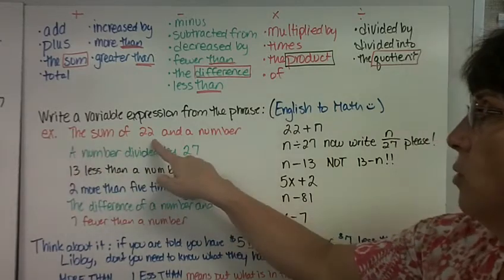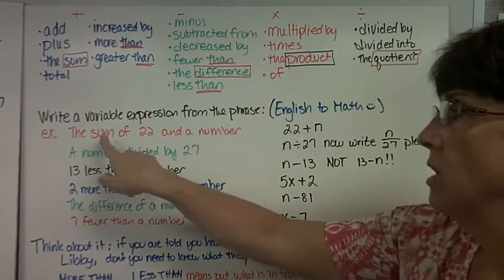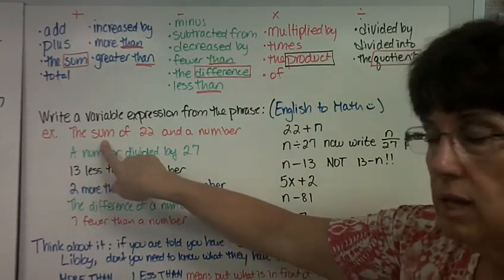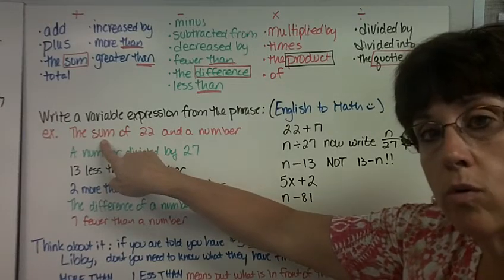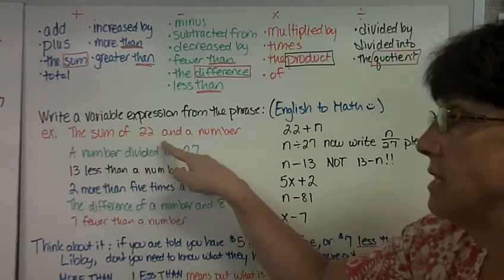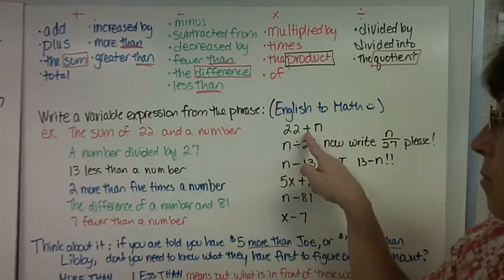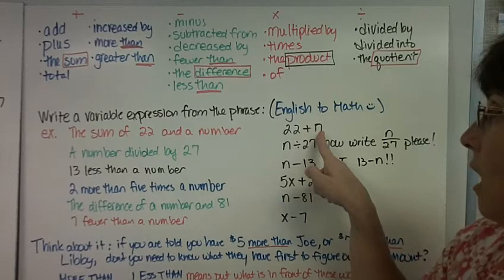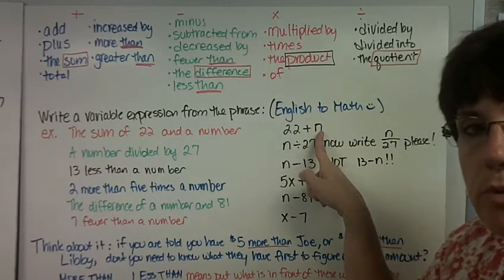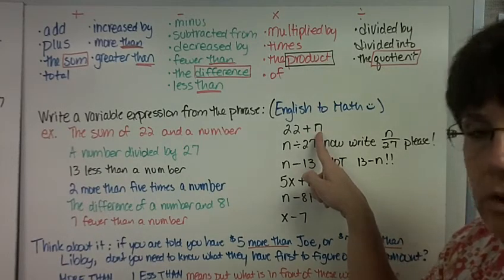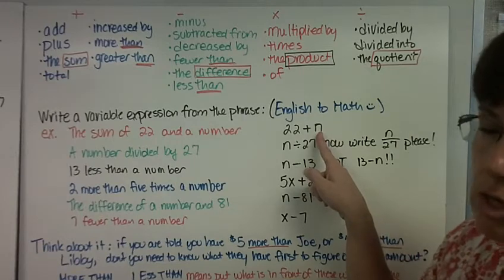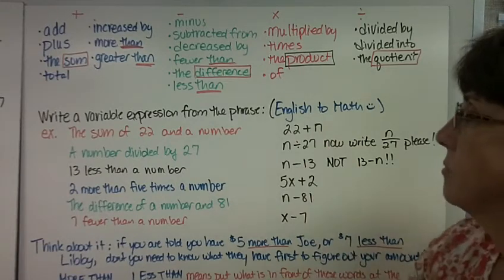Example: the sum of 22 and a number. Here's an answer word, sum. It's an answer to an addition problem, so we know we're going to add. Now we're just going to write this down in the same order. We're going to say 22 plus a number. I don't know what the number is, so I'm going to put in a variable. I usually use the letter N or the letter X. You can use other letters if you'd like.